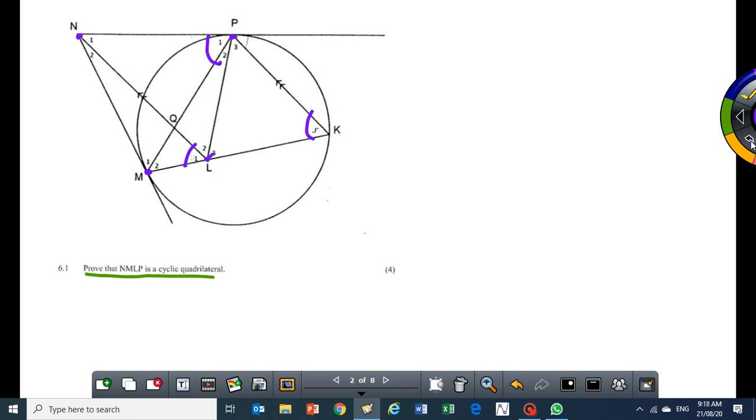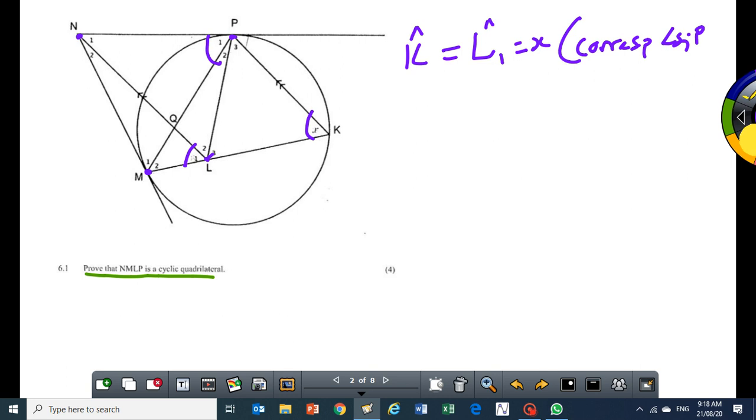So first thing I'll say angle K is equal to angle L1, and both are equal to X. And the reason: corresponding angles. Remember to state the lines that are parallel. So we have PK. So here we say PK is parallel to NL.